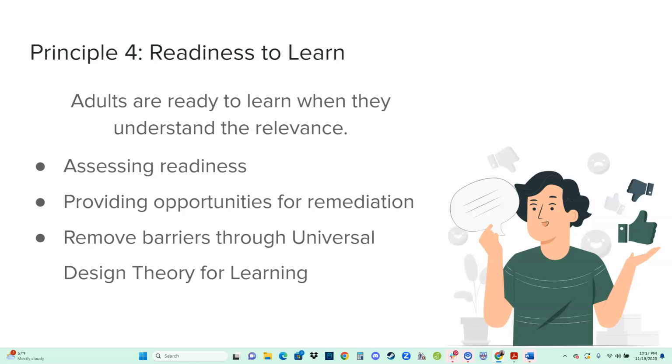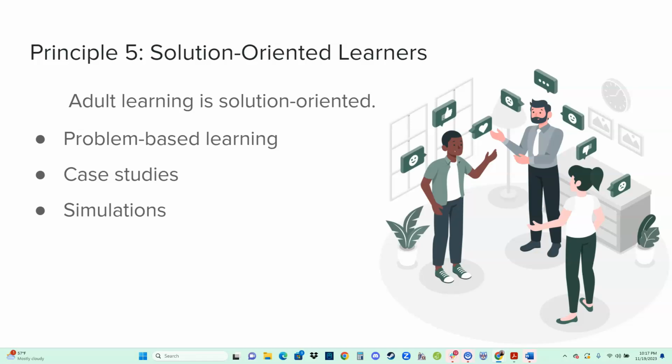So now we're going to go into the fifth principle, which is that adult learners and adult learning is solution oriented. So I'm going to mention three things here. The first is the idea of problem-based learning. There are a ton of studies out there that talk about this idea of problem-based learning. Basically, when we provide students with problems that they can solve, they're more motivated because they want to find the solution to the problem. Now, we can do this by giving them things like case studies.